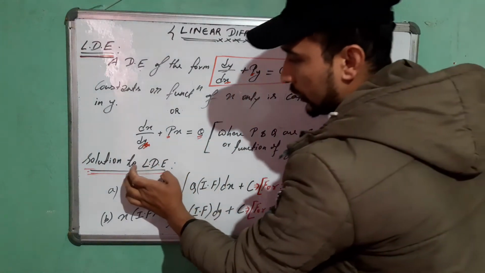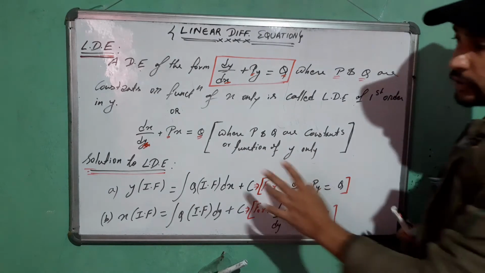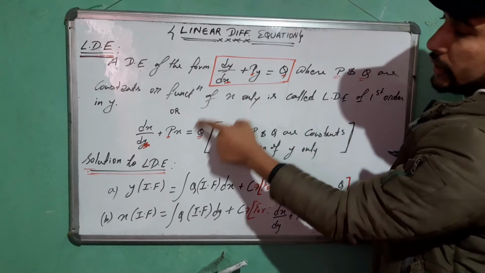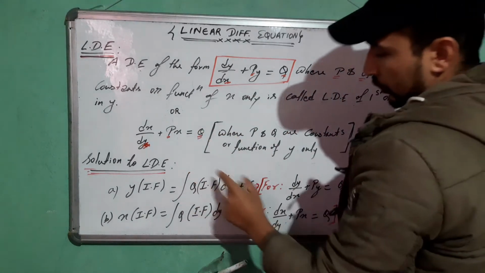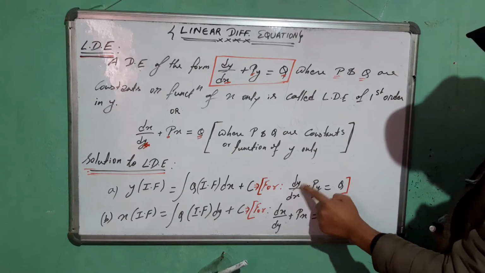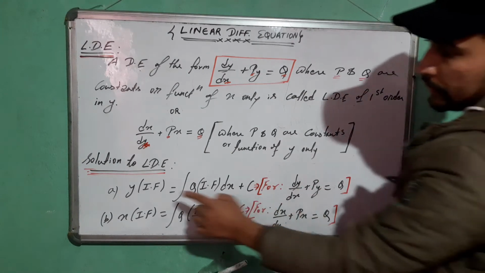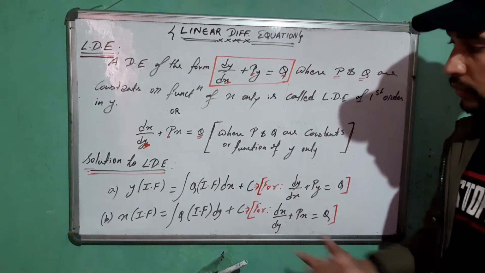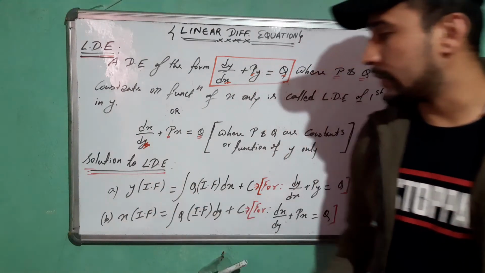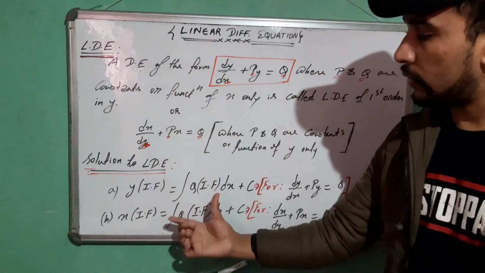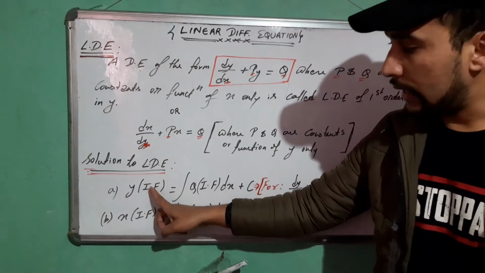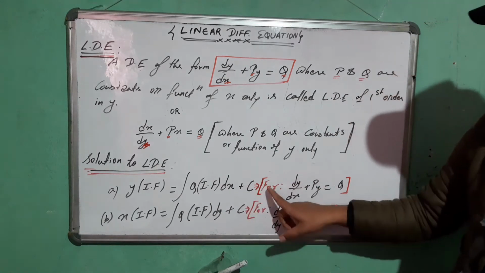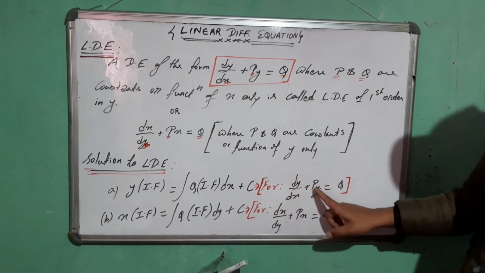The solution of the two different linear differential equations has two approaches. Since there are two types, each will have a different solution. The solution for dy/dx + Py = Q is y times IF, where IF stands for integrating factor. What the integrating factor is, I'll explain later. First make a proper note of this: y times IF equals the integral of Q times IF dx plus c. This is for the first type.